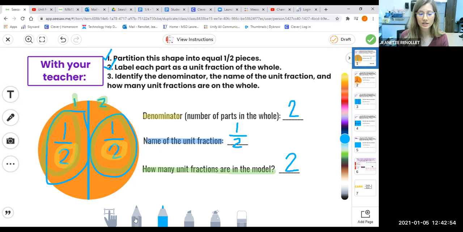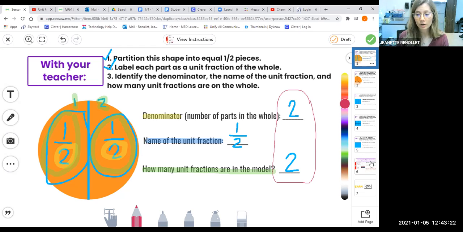Remember, Mrs. Sousa said that your denominator will be the same as how many unit fractions you have. If my denominator is 2, that means there are 2 equal parts. That means there are 2 unit fractions in the model.